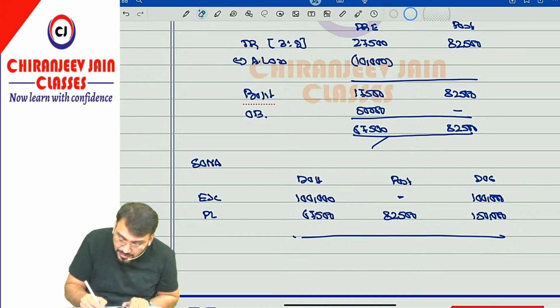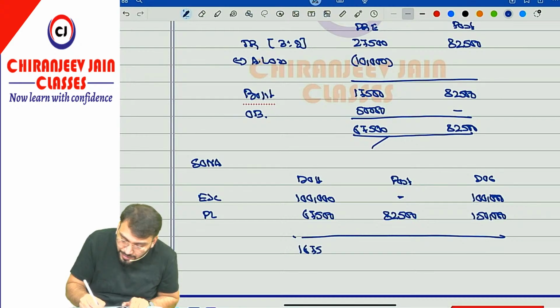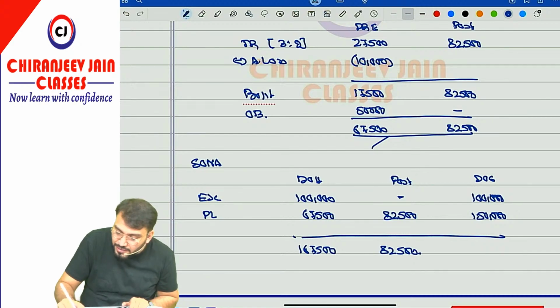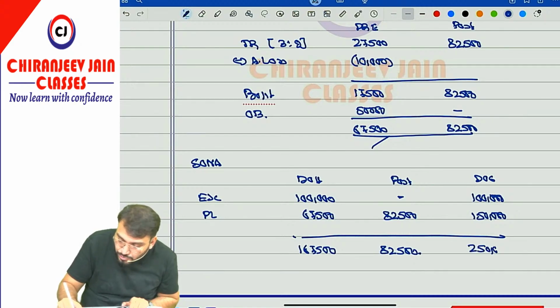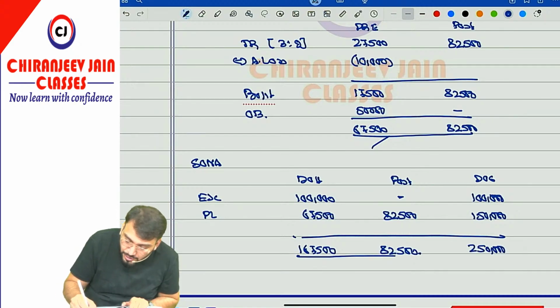So total net asset on the date of acquisition is how much? It is 1,67,500. And this is what? 82,500 and this becomes 2,50,000. Understood this point? Have you understood this point?